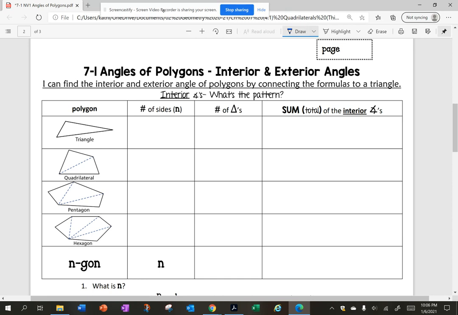if I have a triangle, I have three sides, and I know I can make one triangle. So the sum of my total interior angles is going to be 1 times 180 degrees, which is 180 degrees.